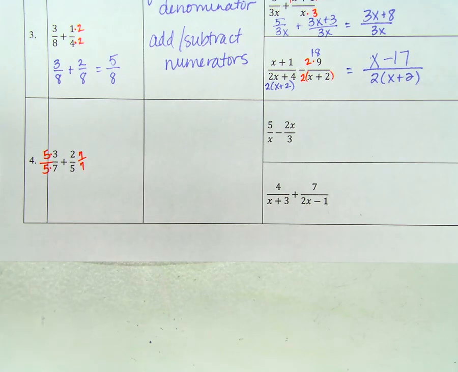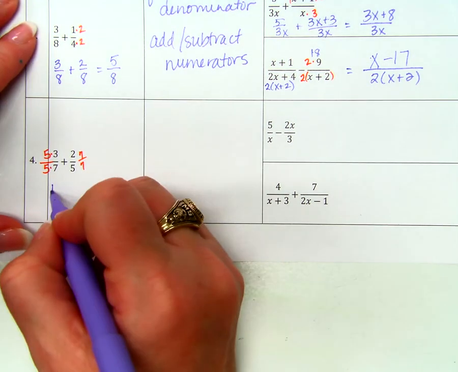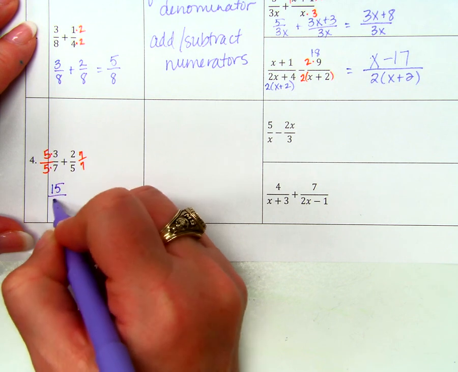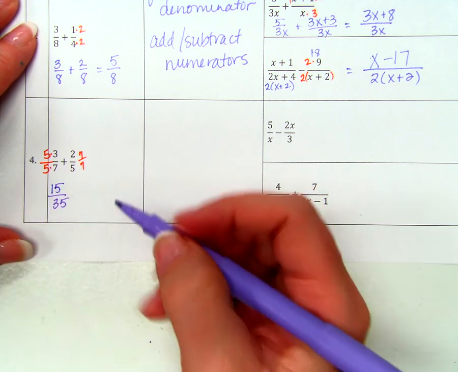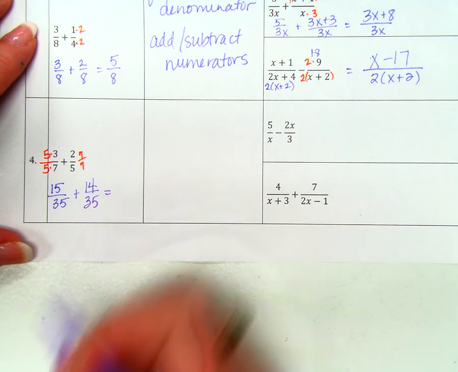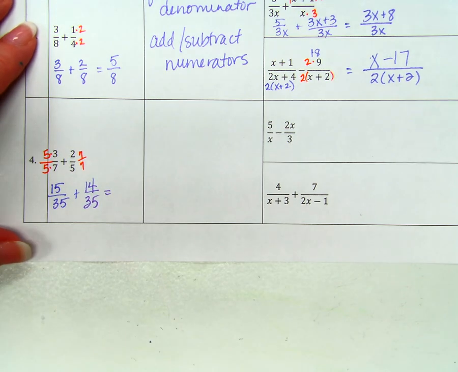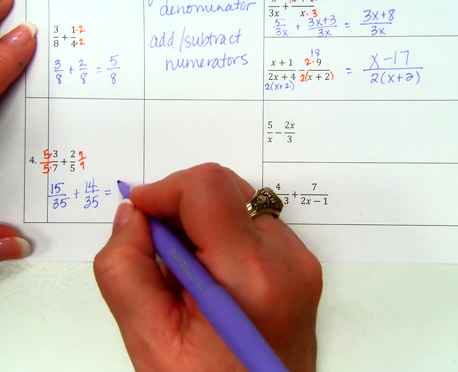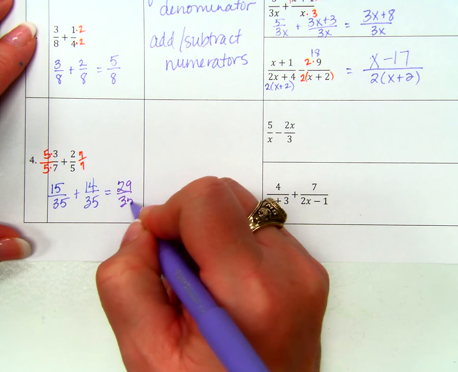So that gives me a new problem of, how about 15 over 35 plus 14 over 35? That's all right. You're just ahead of me. What is 15 over 35 plus 14 over 35? 29 over 35.